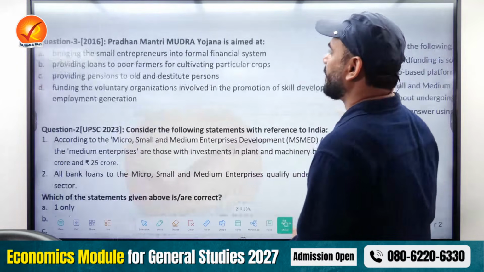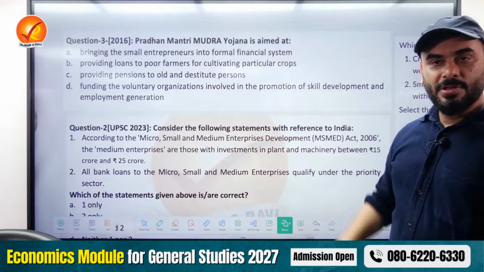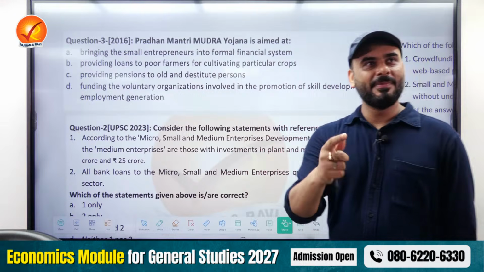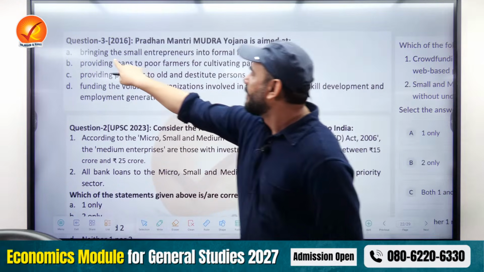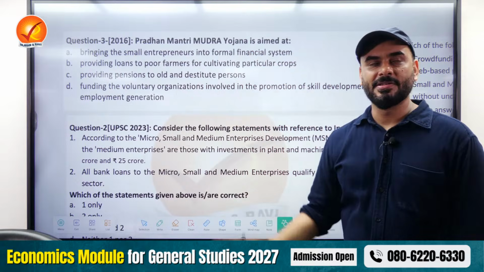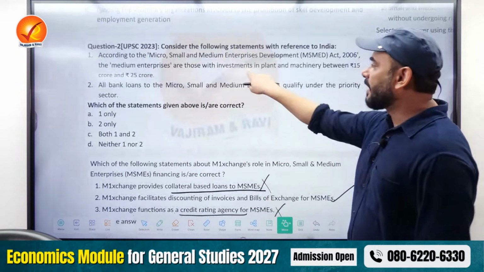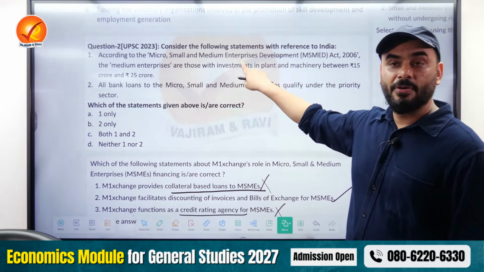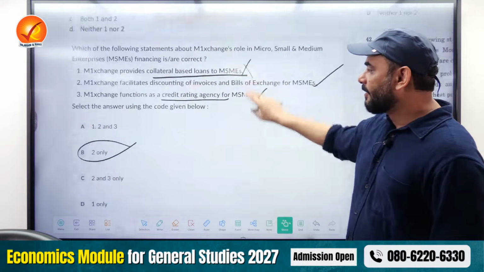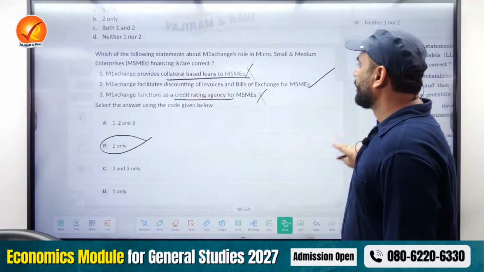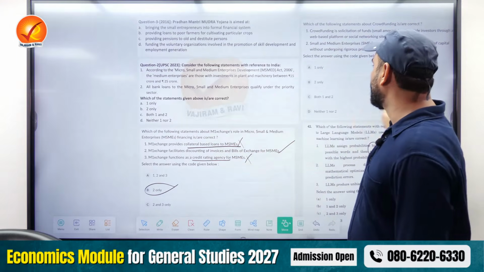I've got all the PYQs. This is a 2016 question. It says, Pradhan Mantri Mudra Yojana is aimed at. We know it is aimed at providing formal finance, bringing the small entrepreneurs into formal finance. That's your answer, because you know the keywords. Look at this question. This is a current affairs based question, which is the definition of MSME, which keeps on changing with time. So this you can answer based on current affairs. Look at this, this we already answered. So this question was asked in 2023, 2016, and this one in 2026.